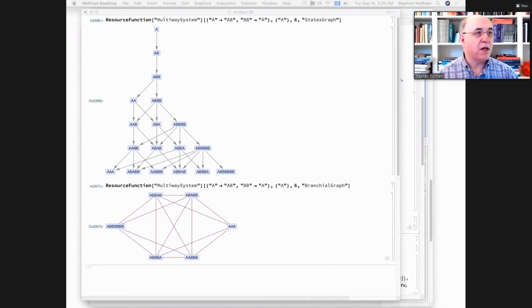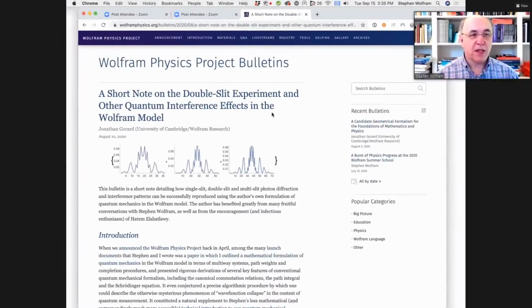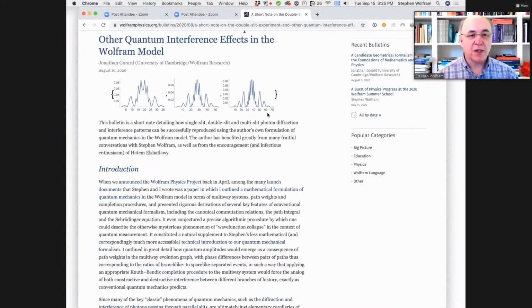We can show an example here of, let's see, bulletins. Oh, it's still the latest bulletin. We need more bulletins here. So this is the double slit experiment in quantum mechanics.